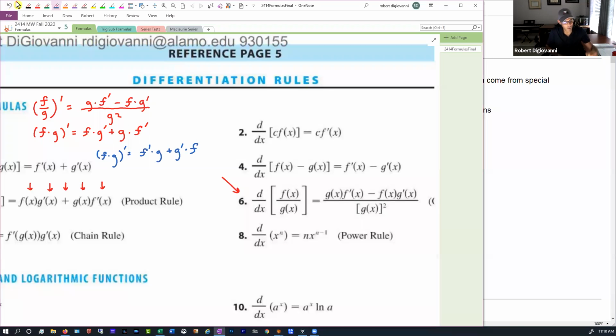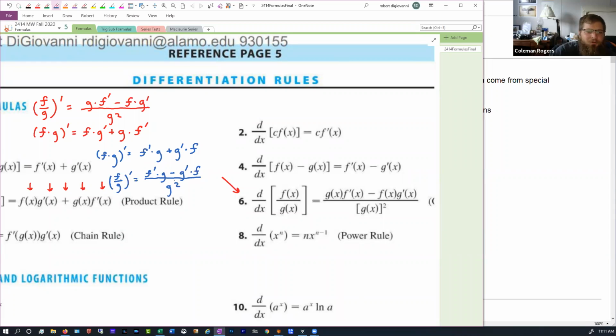Why did I do that? Well, because if you look at the quotient rule now, the quotient rule, the way I teach it, is f prime times g minus g prime times f over g squared. So can anyone tell me, just by looking at that, why you think I might teach it that way instead of teaching it the way the book does it? Just because they use the same setup in the numerator?